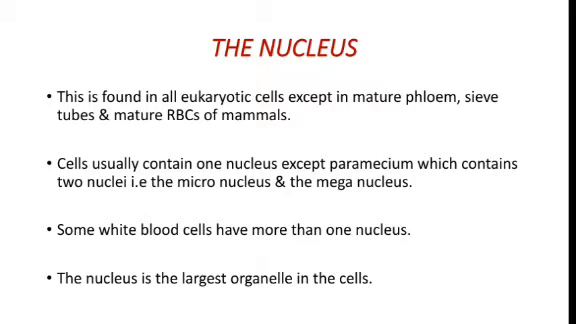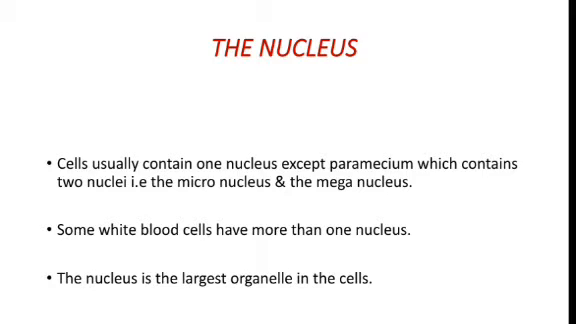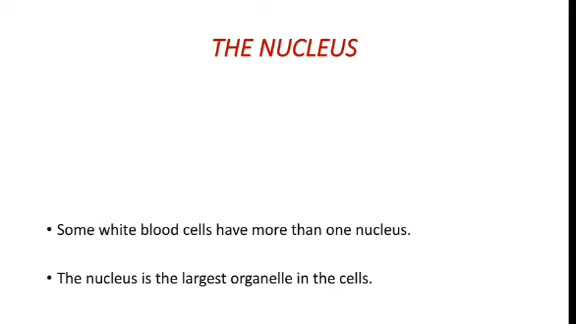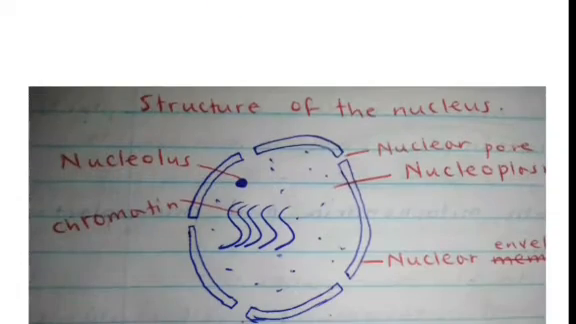And the nucleus is the largest organelle in the plant, so in all cells. So the largest organelle, the ones which we looked at, the chloroplast, which we looked at in the previous video, all of those ones are smaller if you compare them with the nucleus. So we are saying the cells usually contain only one nucleus. Some white blood cells have more than one, and also the nucleus is the largest organelle in cells.